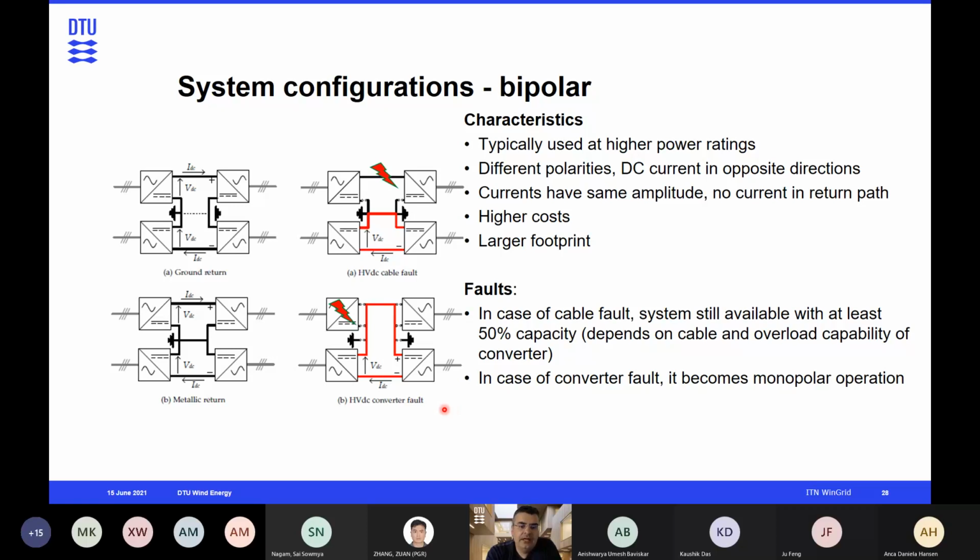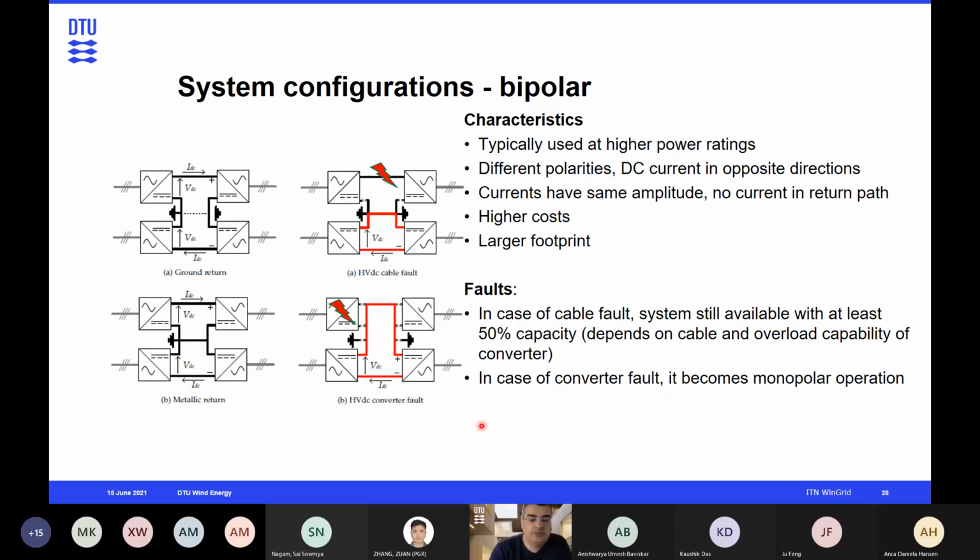Yeah, so if it's a cable fault, we will still have a path through the return, which is the metallic or the ground. It can become a monopole. And the same if you have a converter fault, then you can use the connection and use the cable to close the circuit, and have only one converter on one side and two converters on the other side. So it can operate in case of faults, and this is very important.